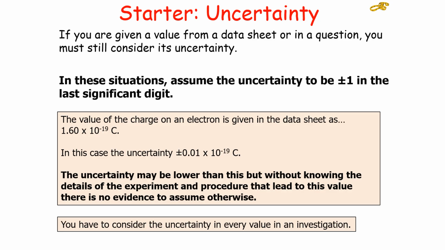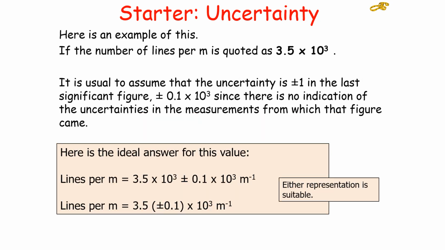Now the uncertainty may be lower than this, but without knowing the details of the experiment and the procedure that leads to this value, there's no evidence to assume otherwise. So again, for example, if you're told in a question that the number of lines per meter is 3.5 times 10 to the 3, what we can therefore say is that the absolute uncertainty is 0.1 times 10 to the 3, because it's the last significant figure given in the value.